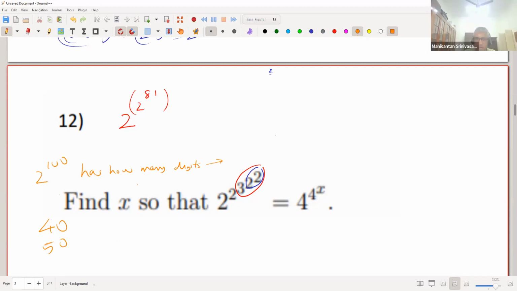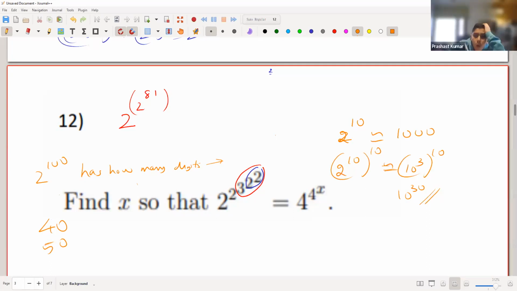Okay, all right. So always aim to look for a power of 10 which is close to whatever number you are being asked. I know 2 power 10, which is 1024, is approximately 1000, and I'm looking at 2 power 100 here. So 2 power 100 is 2 power 10 whole power 10, which is approximately 1000 power 10, which is 10 power 30. 10 power 30 has 31 digits, but it's fine. Around 30 digits is fine. And since it's slightly bigger, it's probably 31 digits.